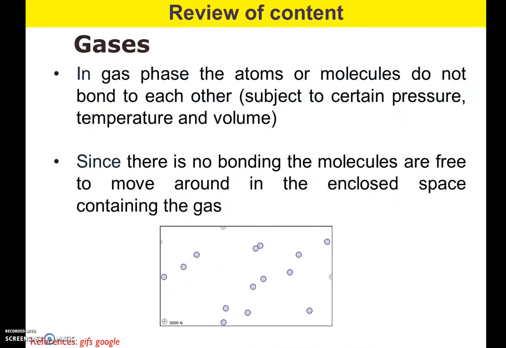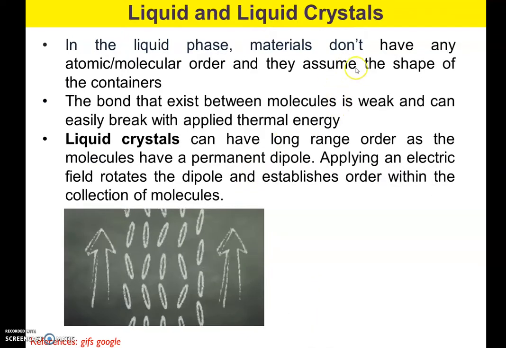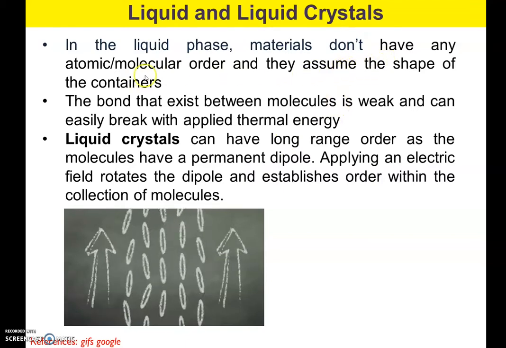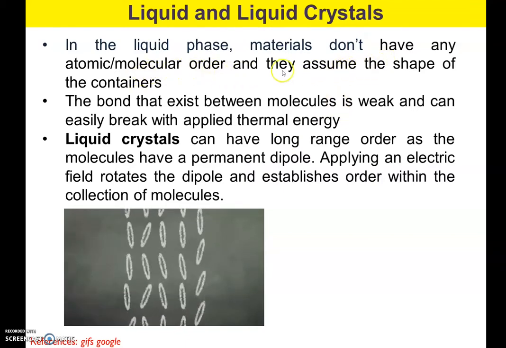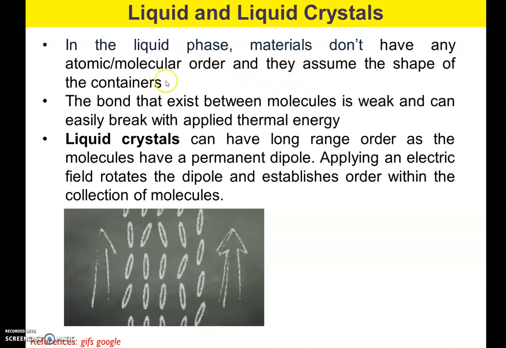So to begin with, we understand that in the gas phase, the atoms and molecules do not bond to each other. So essentially, whatever enclosure they are in, they are free to move around. Okay? So there is no idea of ordering that exists in the gaseous phase. Similarly, in liquids, these materials don't have any atomic or molecular order. Okay, so they can assume any shape of the container that you put them in.